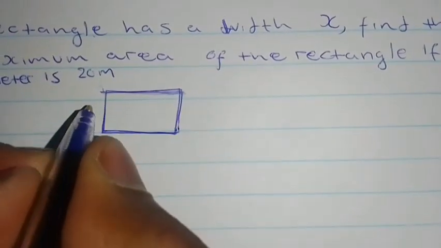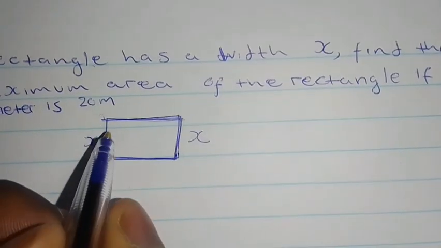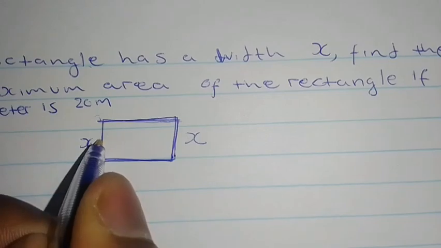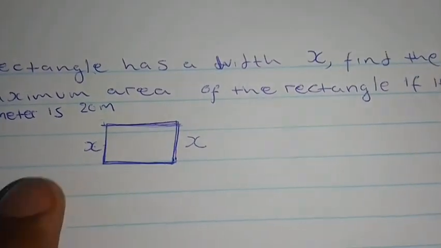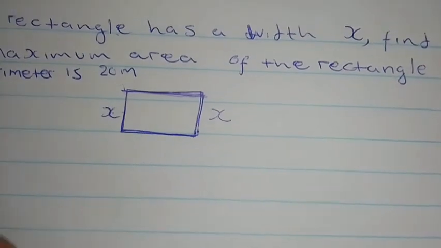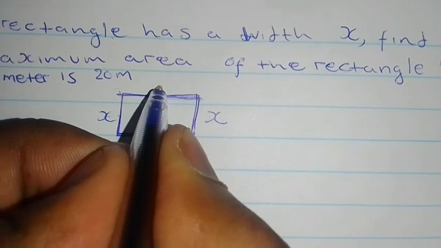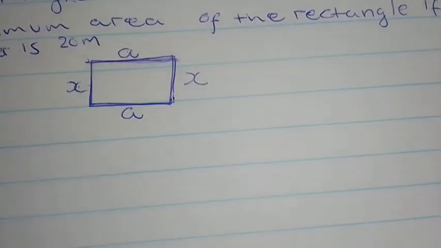Now, what we know about a rectangle is that the opposite sides should be equal. So we already know this side to be this side, since the width is provided to be x. That means we already know the other side to be x. Now the perimeter of this is going to be 20 meters. So I'm just going to let the unknown side be a. It can be any variable. I'm just going to let it be a.